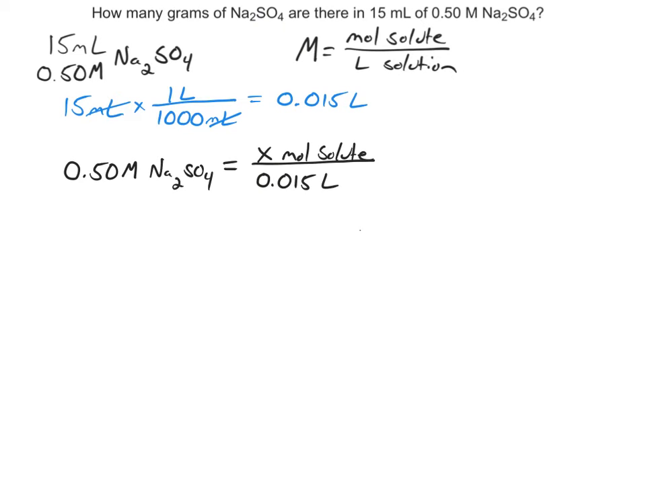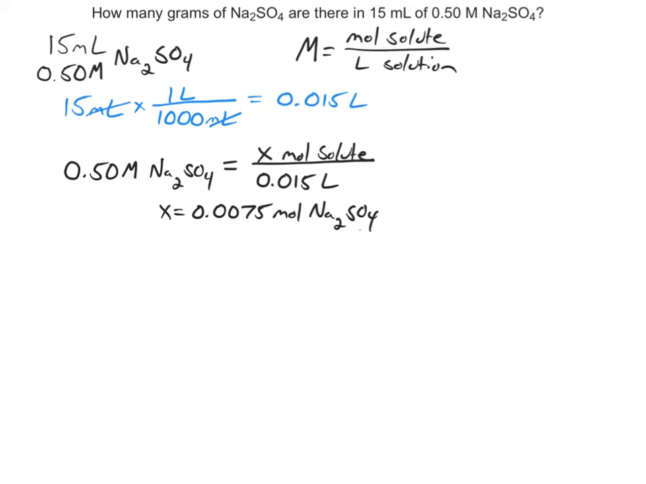Once we have this, we can solve for X, and what we find is that X is going to be equal to 0.0075 moles of sodium sulfate. And we get that value by basically just taking the 0.50 molar sodium sulfate and multiplying by 0.015 liters so that we're left with X on one side and 0.0075 moles of sodium sulfate on the other side.